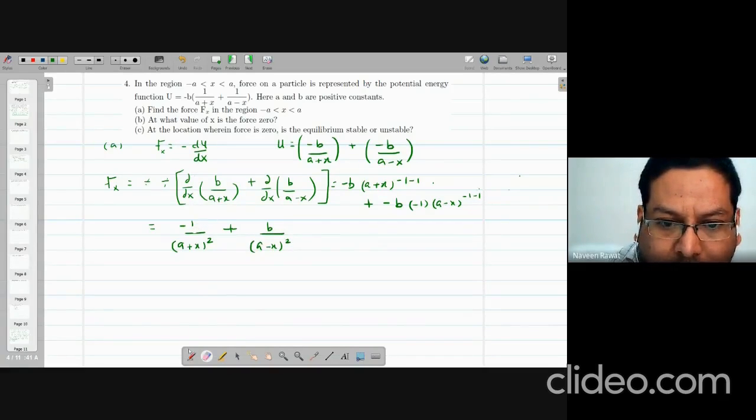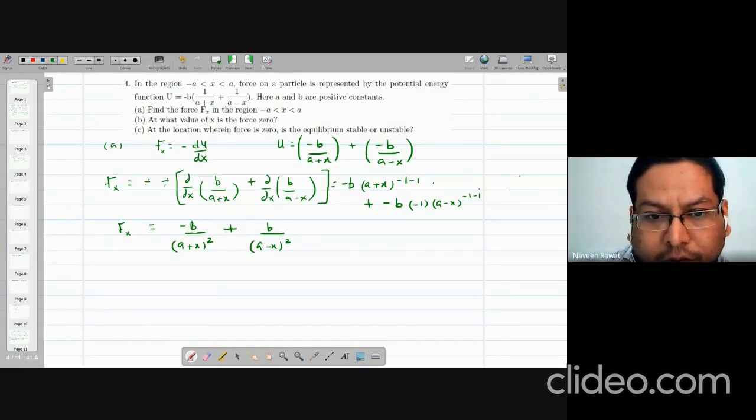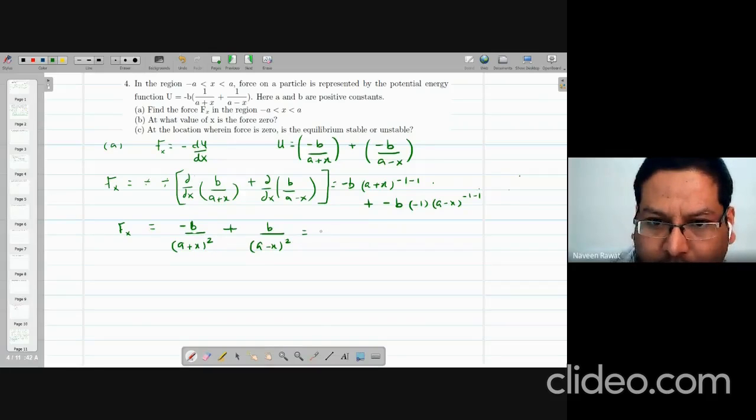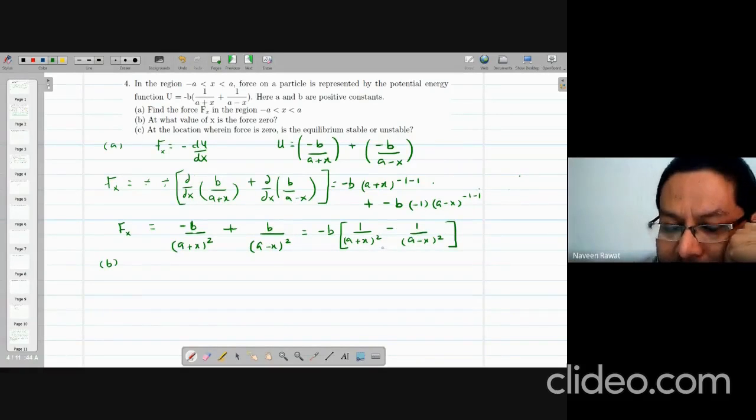Okay, so that is what you should get. This is your force of x, which is the gradient of this function. And if you like, you can take b outside. You can write it like this: minus b, and then the first term will become 1 by a plus x square minus 1 by a minus x square. We don't have to simplify it further than this. This is good enough for us.